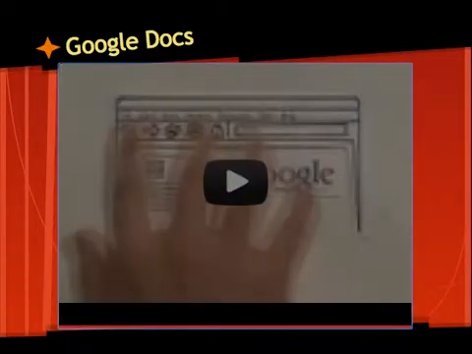So that is a set of tools that we'll be exploring over the course of the semester, but I do hope that before class tomorrow you will take the time to sign up for a Google Docs account if you don't already have one.